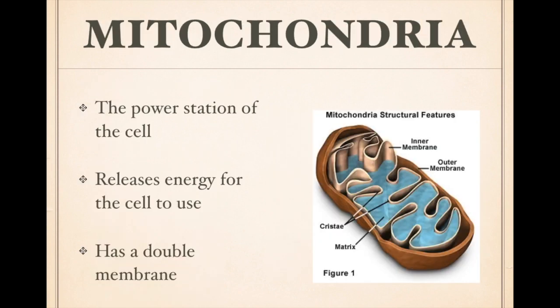Okay, the mitochondria. The mitochondria is the power plant, the power station of the cell. It will have the ATP, which we talked about previously. It will release energy for the cell to use, and it does have a double layer or double membrane.